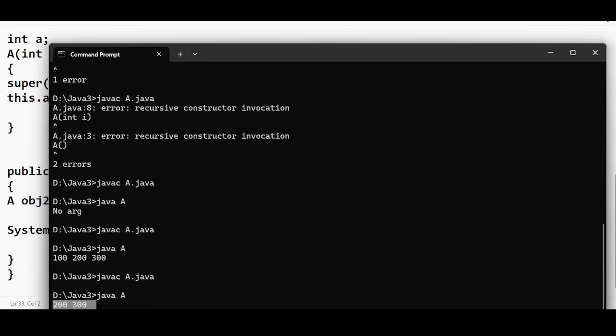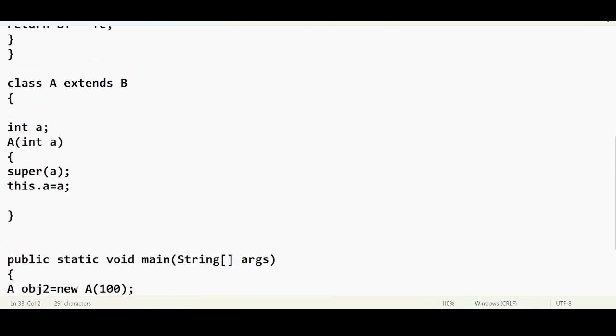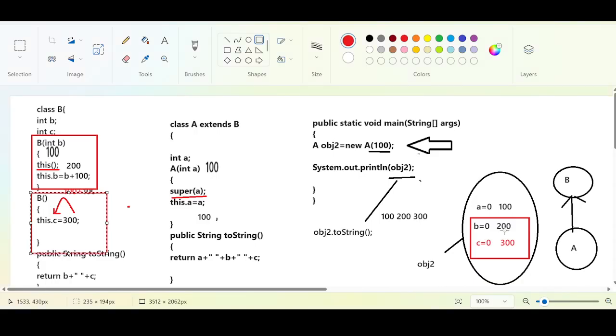So 200, 300. Why 200, 300? The toString method will be called. The toString method is not available in the current class. So obviously, by using the extend keyword, the control will be transferred to the super class. In the super class, there is a toString method. This toString method is returning values of B and C, which means the value of B is 200, already stored, and 300 is assigned in the variable C. 200, 300 will be displayed in the console.